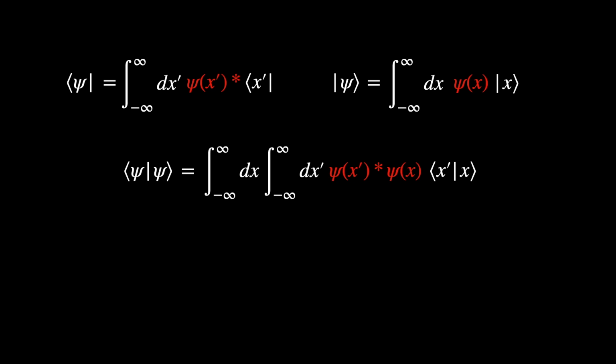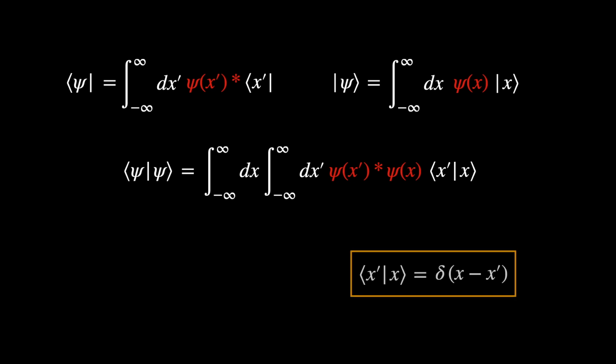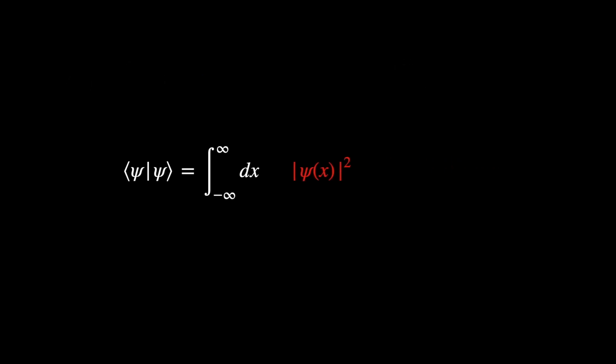which could be evaluated using the orthonormality of the position states. We then arrived at the integral of the absolute square of psi x over all positions, which must be equal to 1. Thus we have shown that the inner product of a state with itself must be equal to the sum of probabilities, a result we have proven in the previous video for discrete states. Therefore, this relation holds for both the discrete and continuum cases.